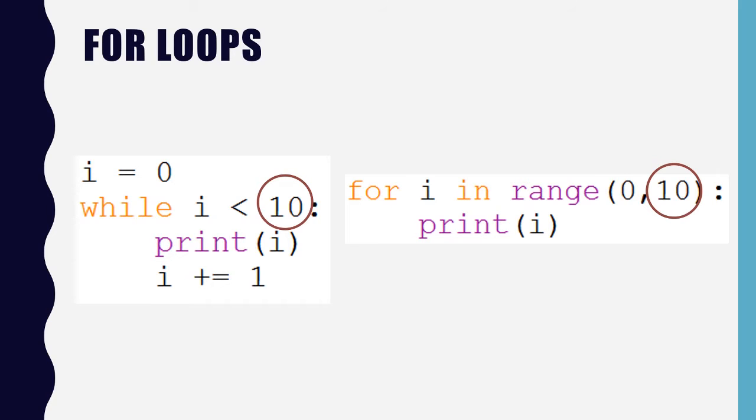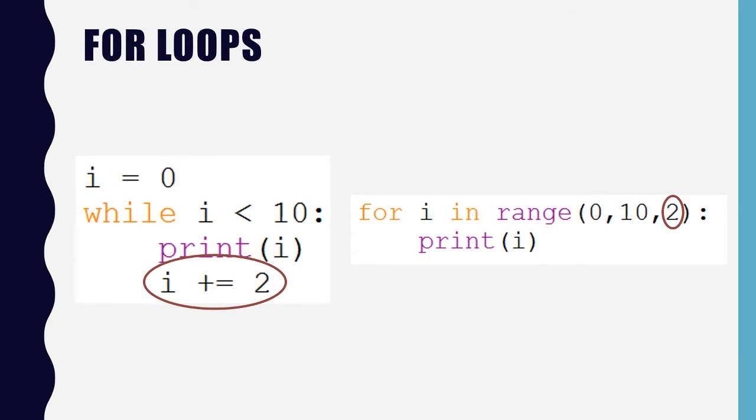It's important to note that although when you see range(0, 10), you might think the numbers 0 including 10, it's actually all the numbers from 0 to 9. And then we print out i, and in the while loop we have to write i += 1, but the for loop will take care of that for us. If we wanted to make that += 2, we could add another argument to the range command. We could add a third number right there, and now we're looping every other number.